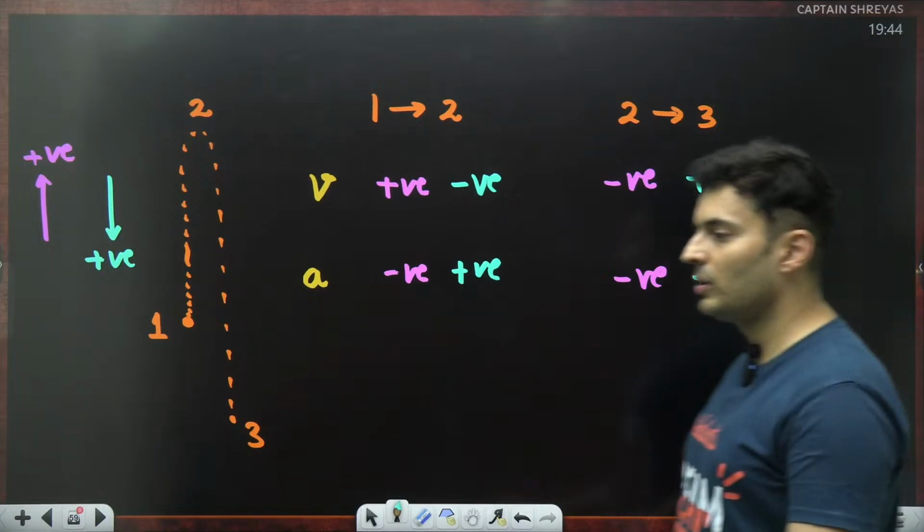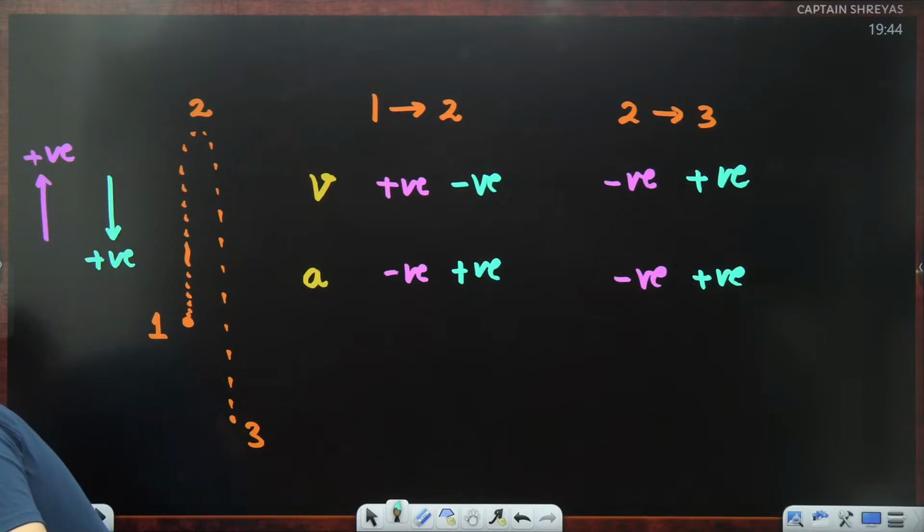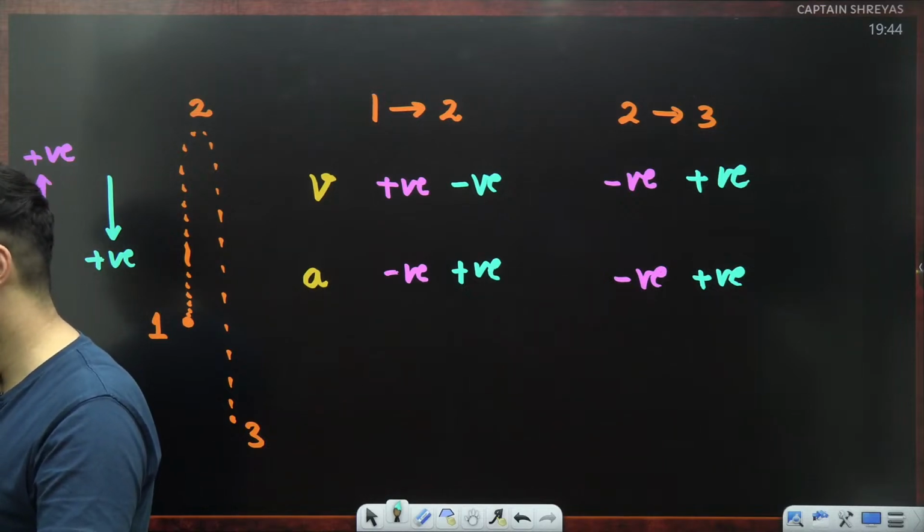Is that absolutely clear? How the sign convention works? Everyone? Clear? Give me a thumbs up if this problem has made things very, very clear.